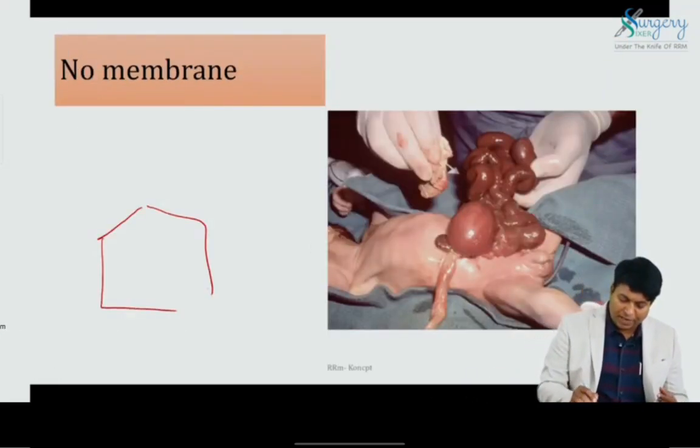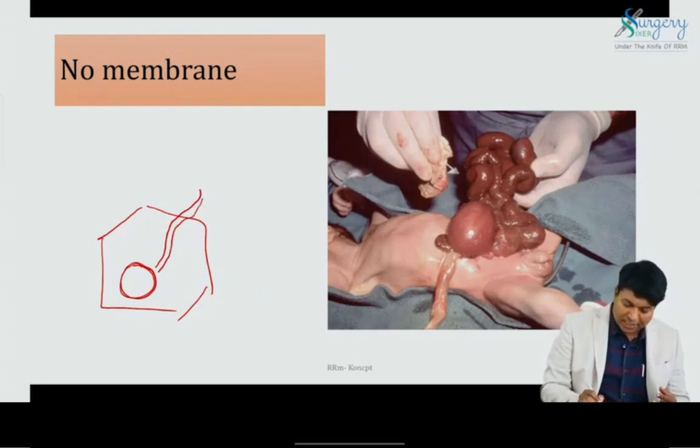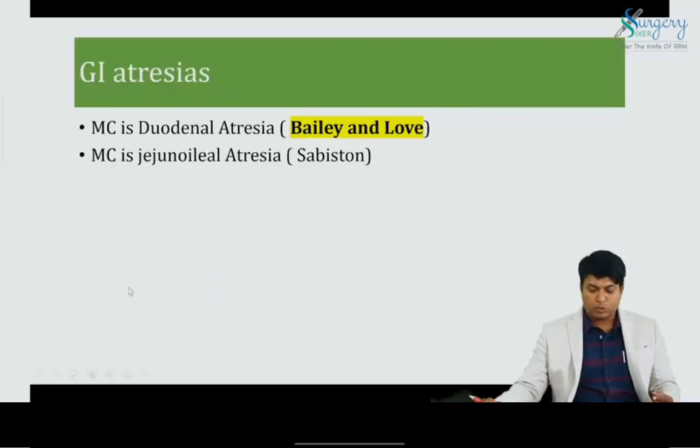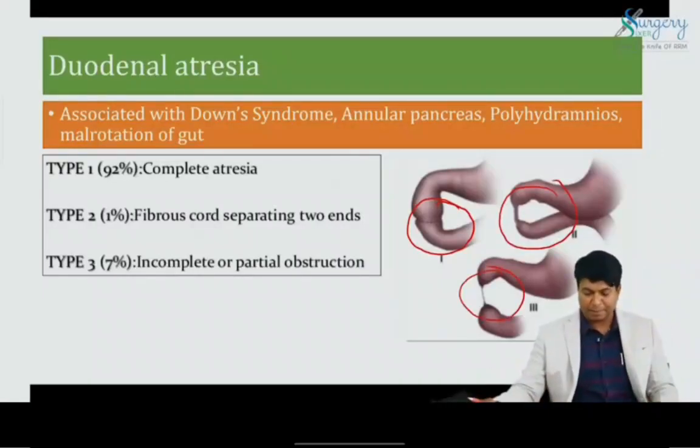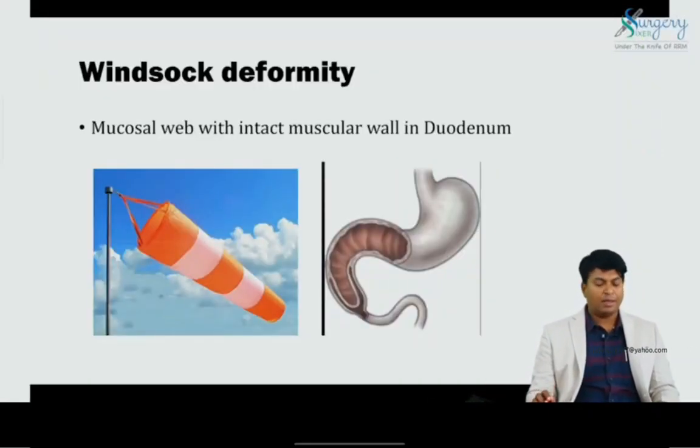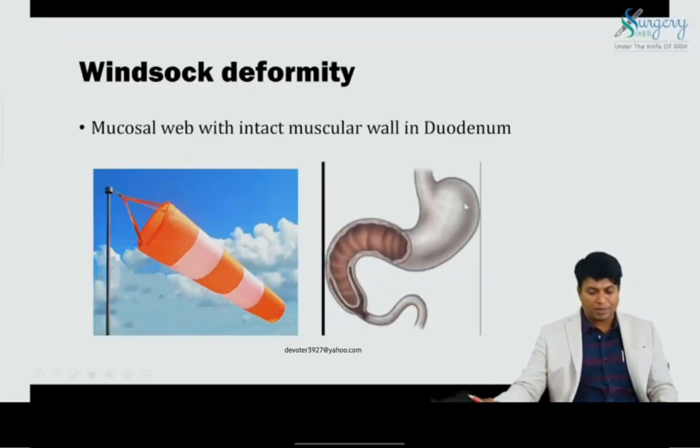Usually the defect is to the right of the umbilicus. The umbilicus will be here, and the defect is seen on the right side like this. So intestinal atresia, you can see the types of duodenal atresia. Type 1 is complete, type 2 has a fibrous cord, and type 3 is partial obstruction. This is the typical Windsock deformity seen in duodenal atresia, one type of duodenal atresia with a mucosal web.